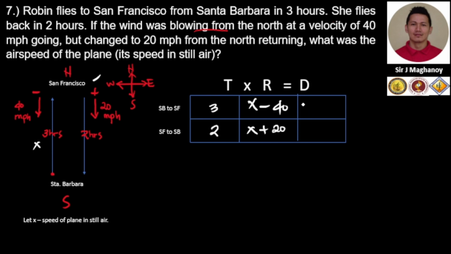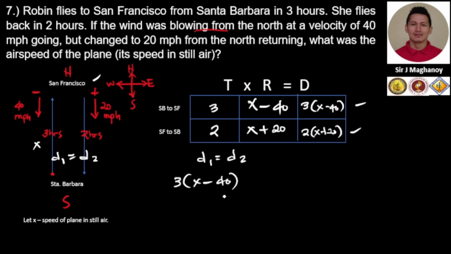Now, if we apply our formula, time times rate equals distance, this will become 3 times (x minus 40) and 2 times (x plus 20). Did the distance change? It did not. The distance from Santa Barbara going to San Francisco does not change. So the reference of our equation is d1 equals d2. So 3(x minus 40), since opposing, is equal to the distance back, 2(x plus 20), with the additional wind speed. This becomes 3x minus 120 equals 2x plus 40.